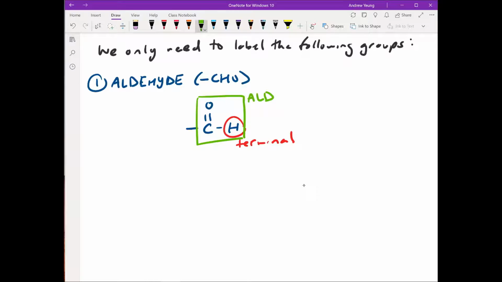Again, if you wanted to go into the detail of this, the special grouping that this has is actually this C double bond O. This C double bond O here is actually referred to as a carbonyl group.